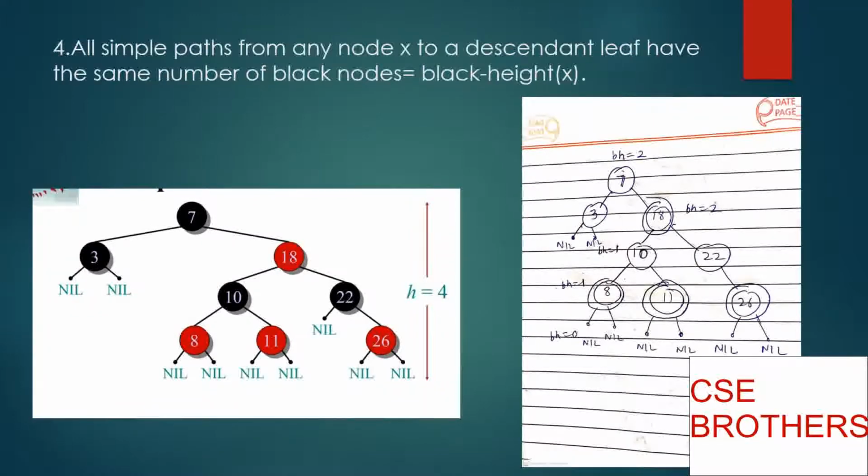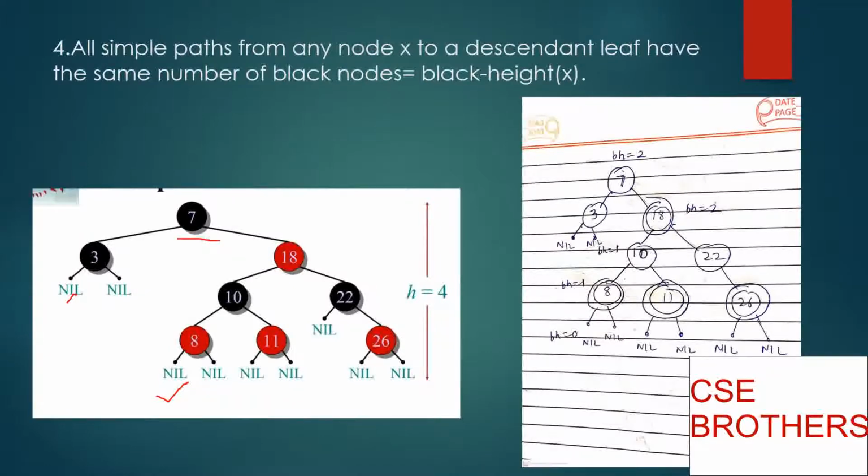Another and most important property of a red black tree is that all the paths from any node X to any other nil node must have the same number of black nodes. Considering all the paths from 7 to any other nil node, be it this nil node or this nil node, the number of black nodes must be the same if the tree is to be a red black tree.